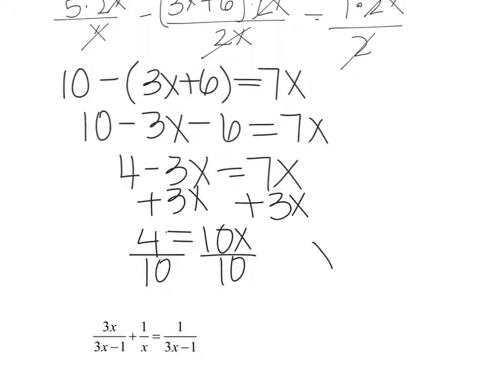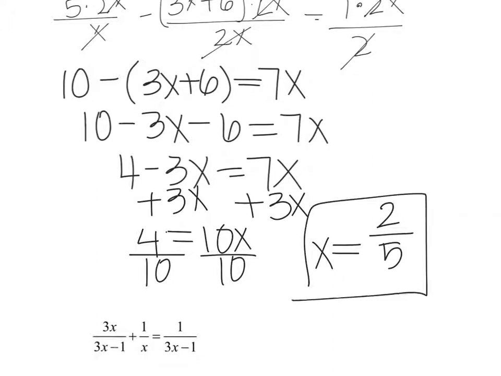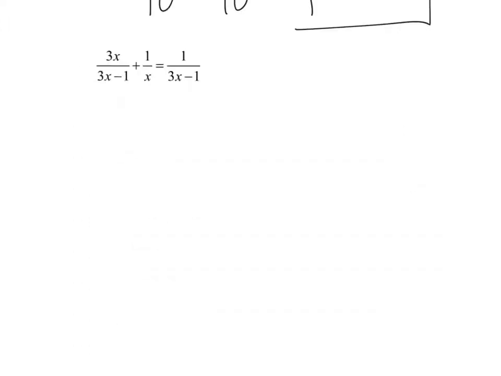And our final solution is going to be x equals, and then we want to simplify 4/10, so we're going to be left with 2/5. And then we just want to double check that 2/5 isn't going to make any of our denominators 0, and it is not, so it's not an extraneous solution, so our solution is going to be x equals 2/5.